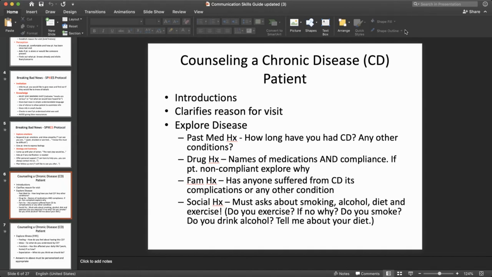The drug history: names of medications and compliance. So you need to find out from the patient, in their words, what medications they are currently taking for their chronic disease. And very importantly, whether or not they are compliant with it. Because they tell you they have been prescribed X, Y, and Z doesn't mean that they're taking it. And you need to find out whether the compliance is in accordance with the quantities, frequencies and dosages prescribed by the physician. Sometimes patients do their own thing.